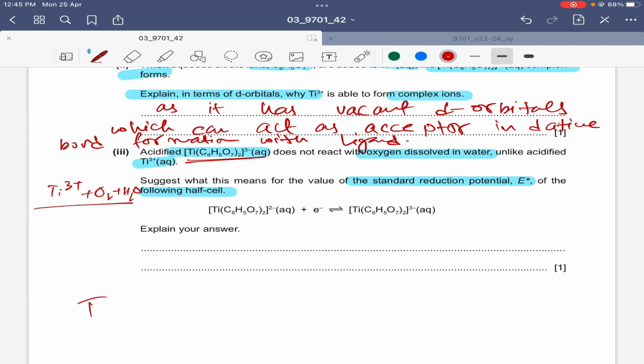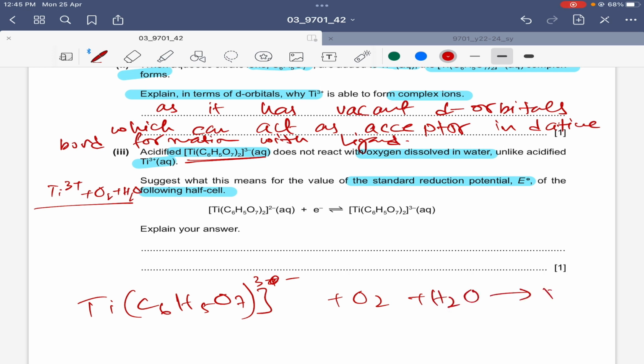If we react TiC6H5O7 3 minus with oxygen in water, they're saying that no reaction will occur. It does not react with oxygen dissolved in water. Right, so suggest what is meant for the value of the standard reduction potential of the following half cell.